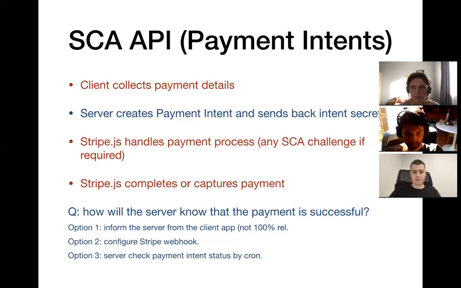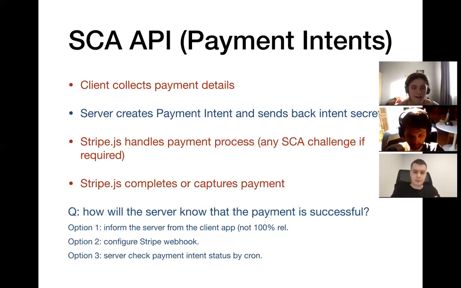Stripe.js receives this unique per intent secret and processes the payment. And this is one line of code from the developer's perspective, but under the hood, Stripe will figure out what needs to be done, whether any SCA challenge is involved, and trigger everything that is needed and complete the payment. Or obviously, it also can return an error if something went wrong.